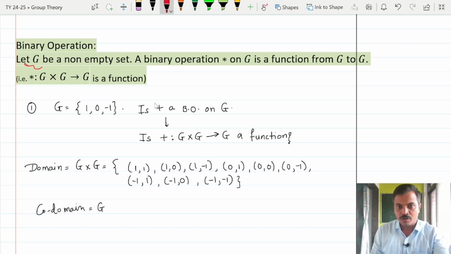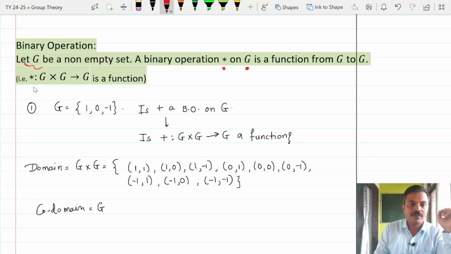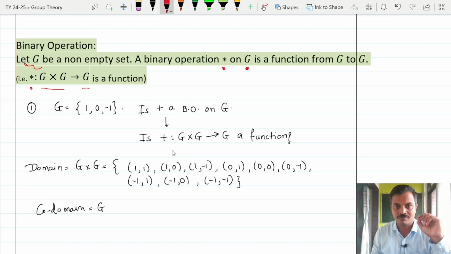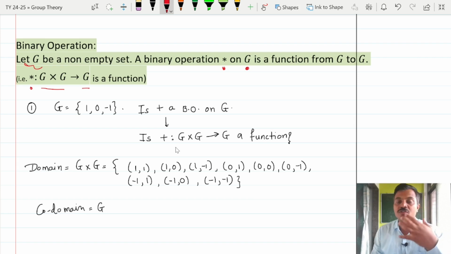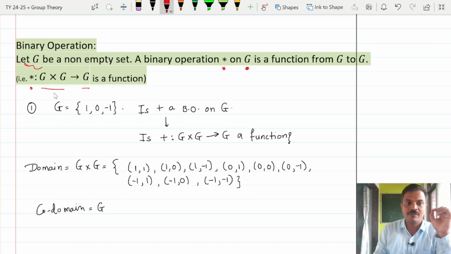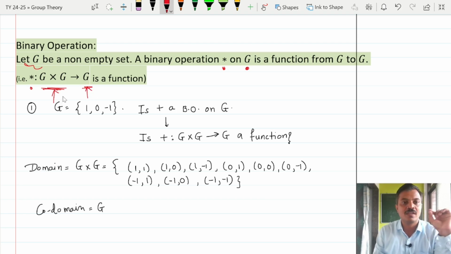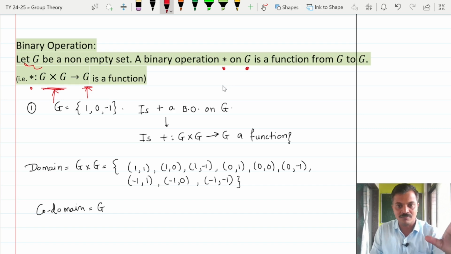So if G is a non-empty set, then star on set G will be a binary operation if star from G cross G to G is a function. Remember, star will be a binary operation on set G if the star from G cross G to G is a function. So the domain is G cross G and the codomain is G. Now, G cross G is called the Cartesian product of G with G, right?